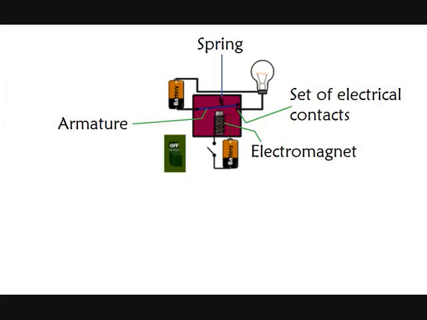The first is at the bottom and drives the electromagnet. In this circuit, a switch is controlling power to the electromagnet. When the switch is on, the electromagnet is on, and it attracts the armature.